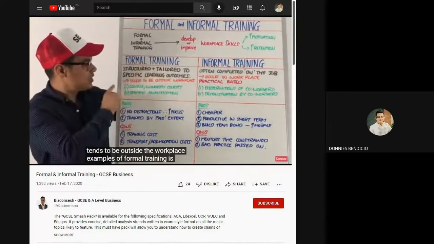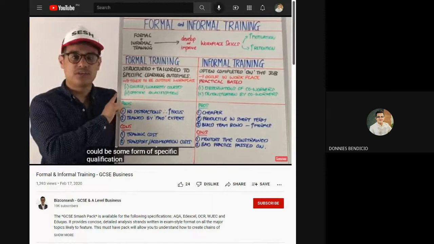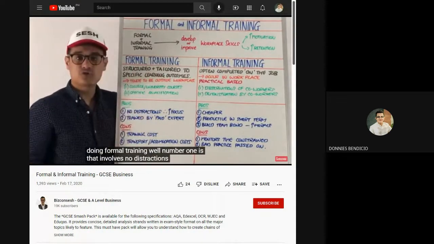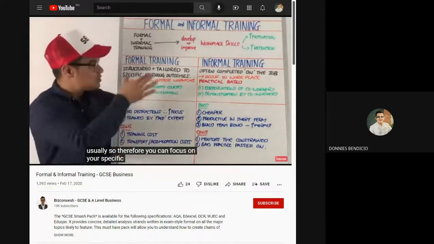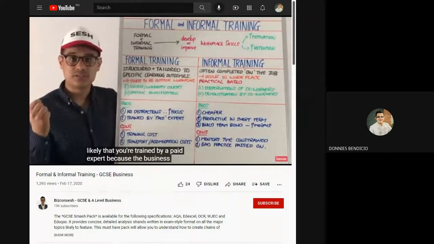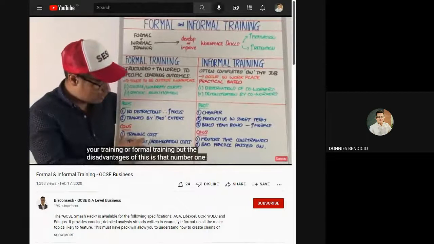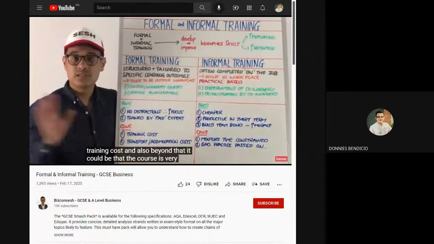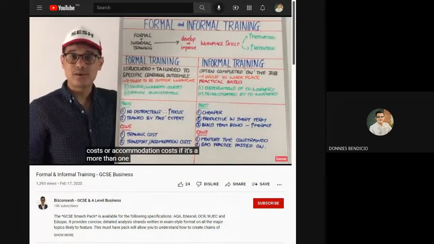Examples of formal training could be a college or university course, or some form of specific qualification. Now, the advantages of doing formal training, well, number one is that it involves no distractions because you are taken away from the workplace usually, so therefore you can focus on your specific learning outcome. Also, it's likely that you're trained by a paid expert because the business has paid for your training. But the disadvantages of this is that number one, there is that training cost, and also beyond that, it could be that the course is very far away, so there could be extra transport costs or accommodation costs if it's a more than one day training course.